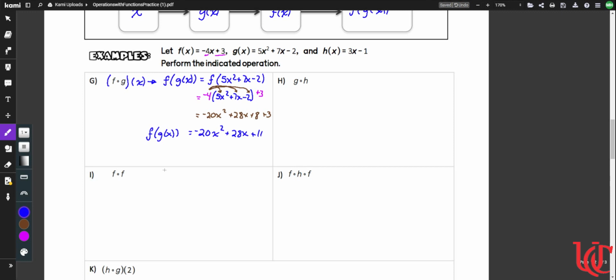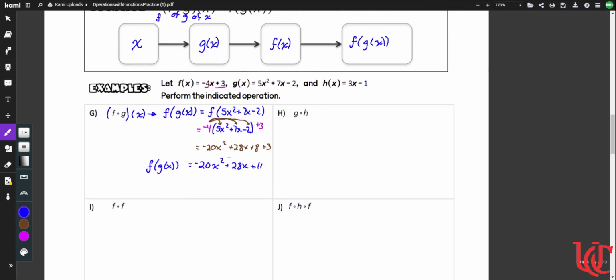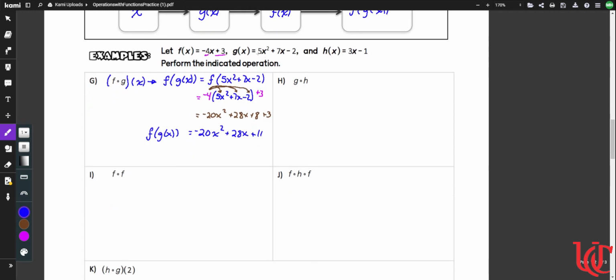It looks a little bit messier than it is. It is doable. Some things are easier than others. So we can plug a function into itself. So I'm going to leave that f of f of x for you to do. So we're going to do the g of h of x together because it's a little bit more work. We'll have to do some distributing and stuff.